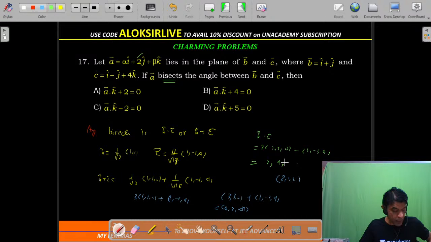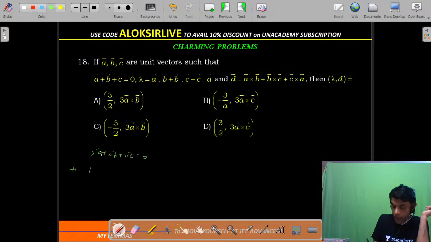18 is one lemma we can use, that I can say that if lambda A plus mu B plus nu C is 0, then we can write that B cross C over lambda, C cross A over mu, and A cross B over nu. So if this is 0, start from B cross C. You will get B cross C over lambda is C cross A over mu, and A cross B over nu. This will get lambda mu nu.